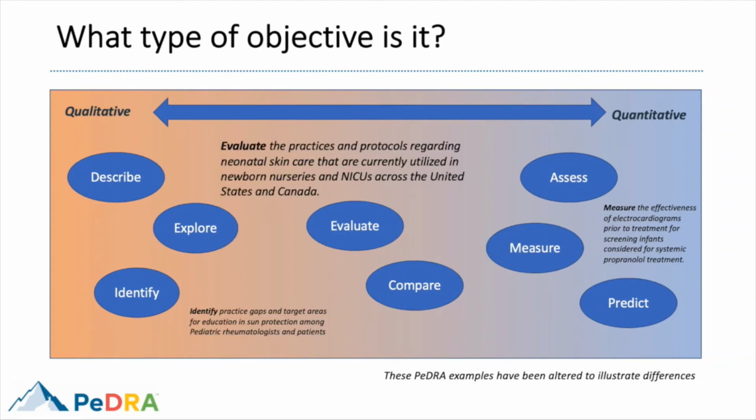Or in this example, if your objective is to evaluate the practices and protocols regarding neonatal skin care that are currently utilized in newborn nurseries and NICUs across the United States and Canada, then you've already identified those practices and you want to evaluate them. You want to evaluate the effectiveness of these practices. So you might be using a mix of qualitative and quantitative questions that include things like scales of satisfaction or effectiveness.